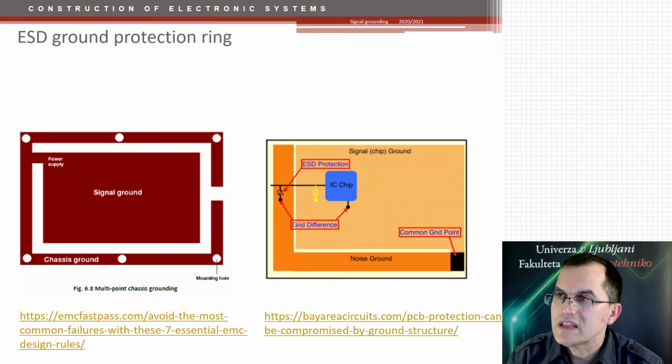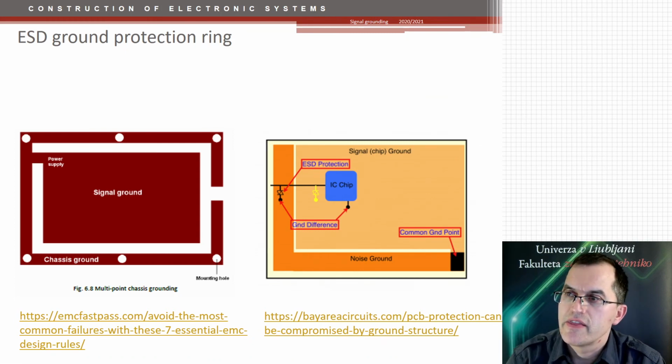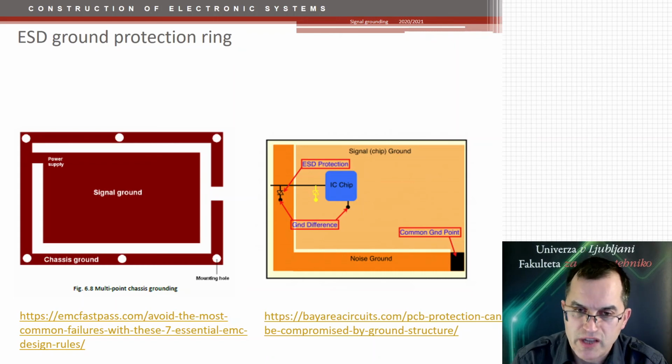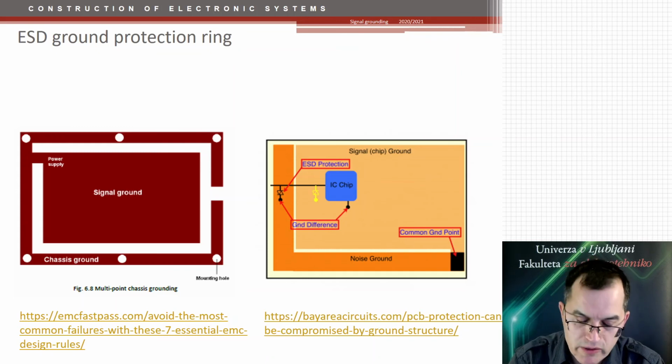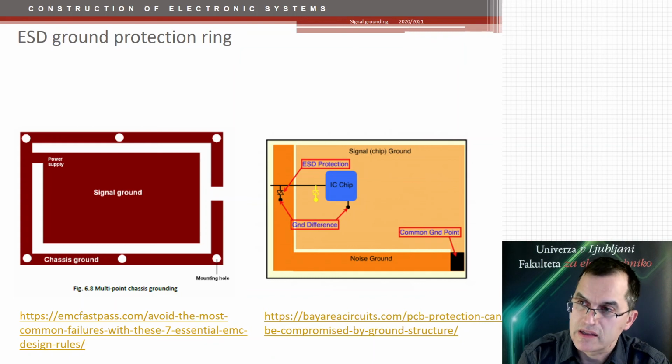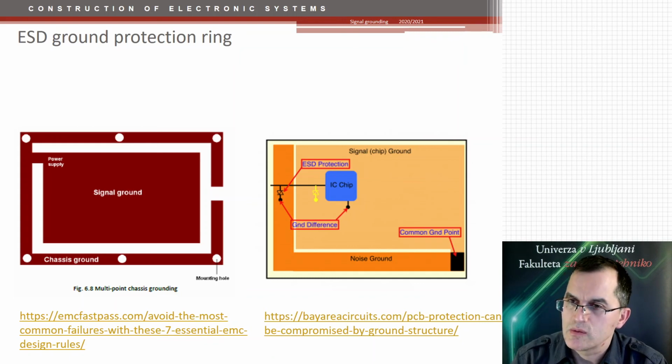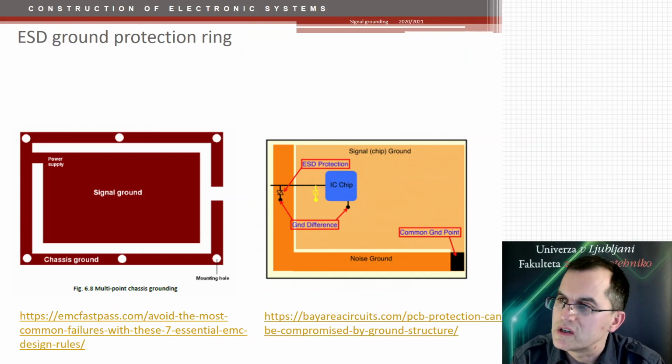What about the protection ring? Sometimes you see in designs that they use so-called ESD ground protection rings. I would say in older designs this was quite commonly used, nowadays a little bit less. But how do they work? What is their purpose?